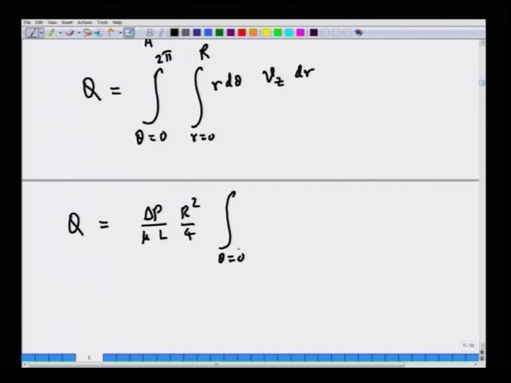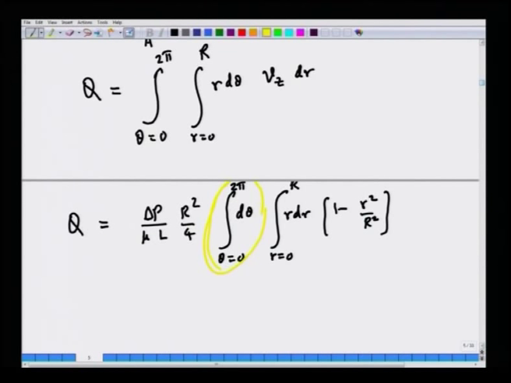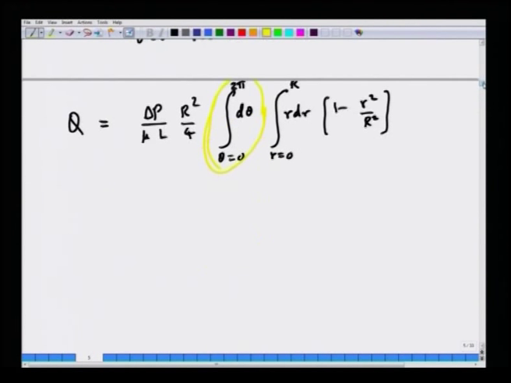Integral theta is 0 to 2 pi d theta, integral r equals 0 to R, r dr of 1 minus r squared by R squared. Now, if you notice, this integrand is independent of theta. So, I can do the theta integral trivially, it will give you a factor of 2 pi.